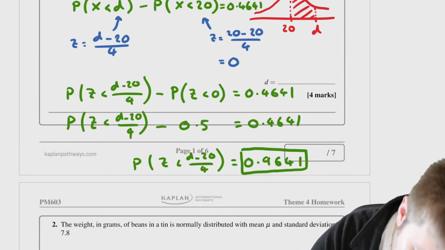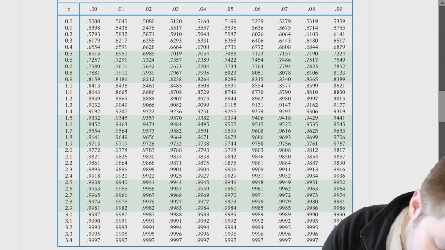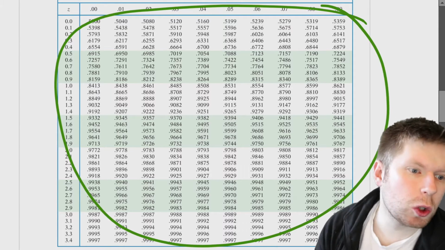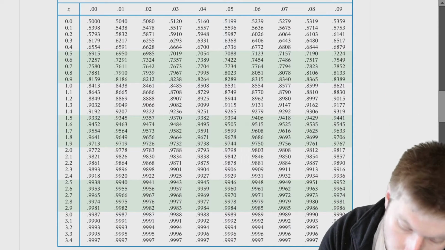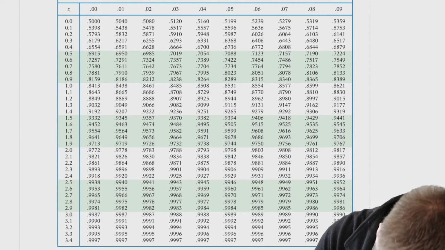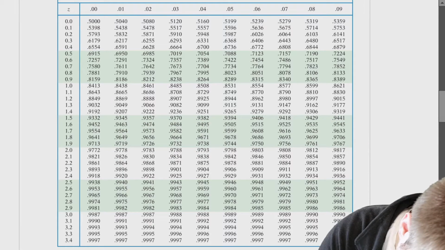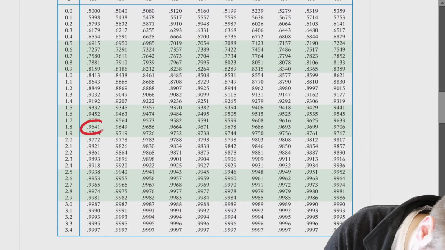Okay, so let's come over here. I'm going to look in my tables. And I just simply need to look in this section of my tables, and I need to try and find as close as possible to 0.9641. So if I have a look, well, look, 0.96 is kind of in this region here. And I think 0.9641, I've got it exactly, is there.